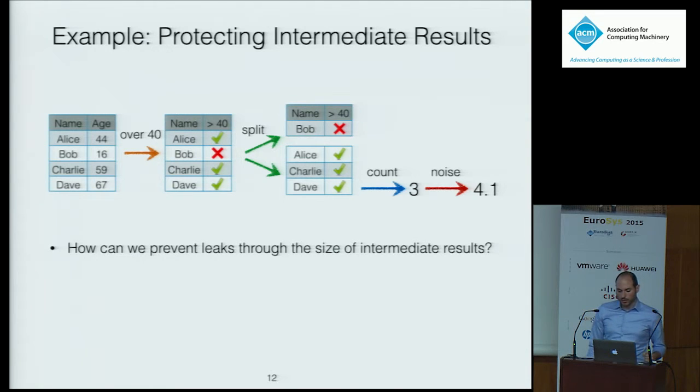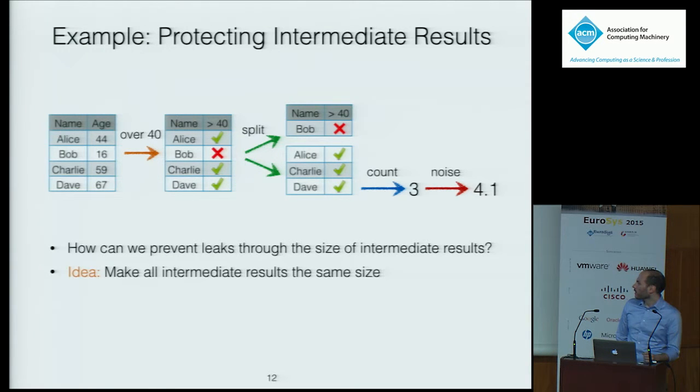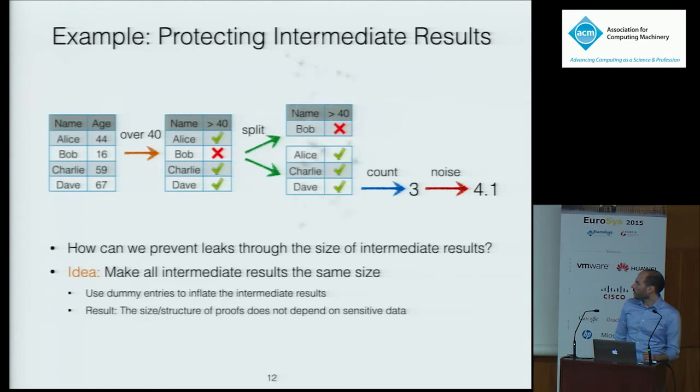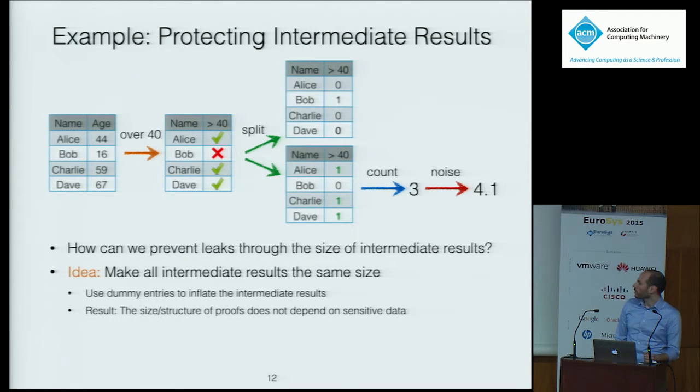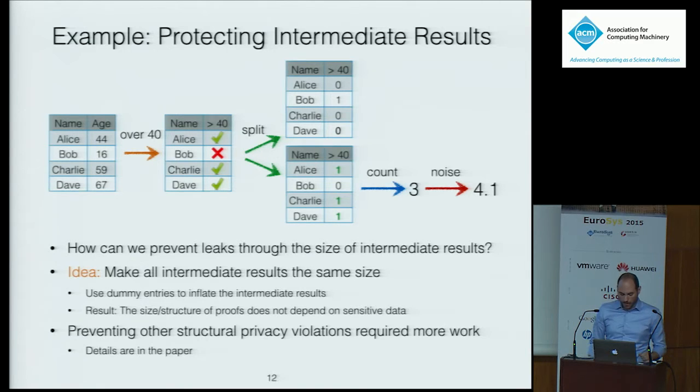So let's go back to the example of counting how many people are over 40 years old. To fix the issue, we inflated all intermediate results to the size of the original database. This way, the structure and size of the proof was not affected by the particular data in the sensitive dataset. Other language primitives required more complex fixes, and you can find more details in the paper.